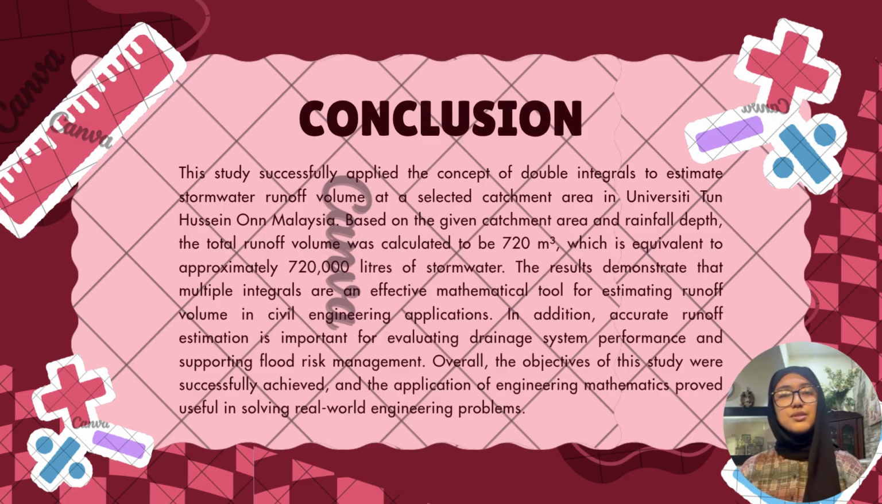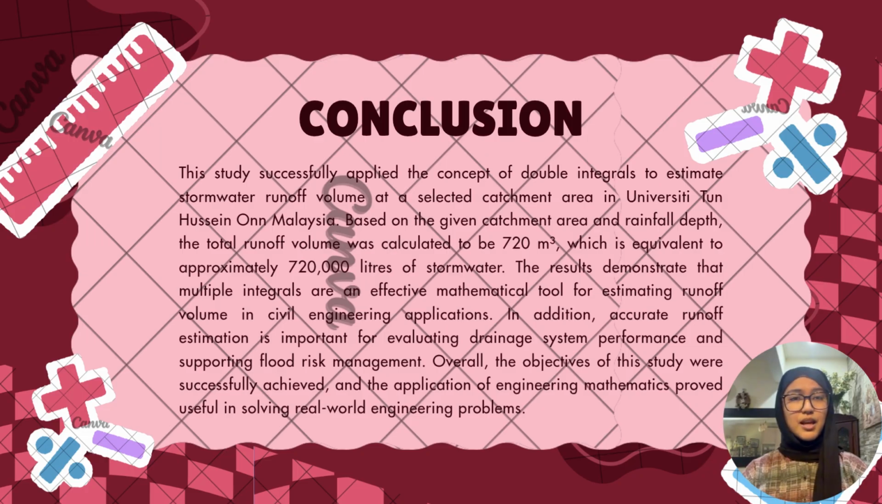The results show that double integrals are an effective method for calculating stormwater volume in civil engineering applications. This estimation is important for evaluating drainage system performance and helping to reduce flood risk. Although some simplifying assumptions were made, the study demonstrates how mathematical concepts can be applied to solve real engineering problems. Therefore, all objectives of this study were successfully achieved.